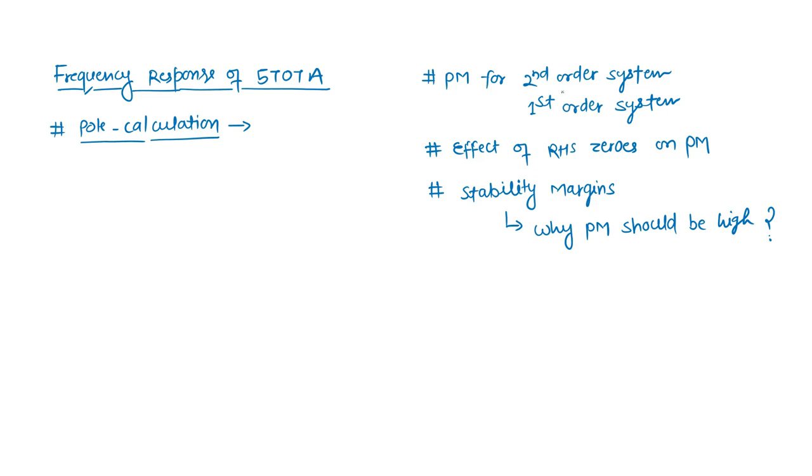Okay, so we will see the first and second order system. Anyway, I have written the second order system first and first order system last. Not a problem, we'll discuss both. And the effect of right hand side zeros on the PM, and why right hand side zero comes, that we will see here. Now the stability: why phase margin should be high. So this is the point of consideration we'll consider.